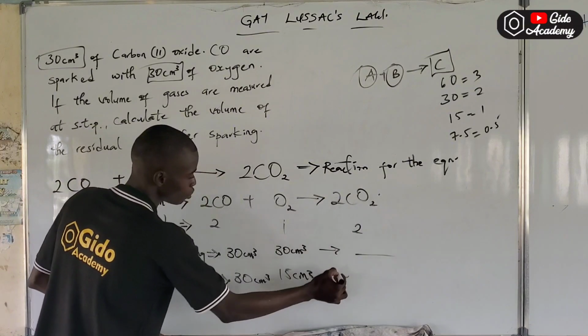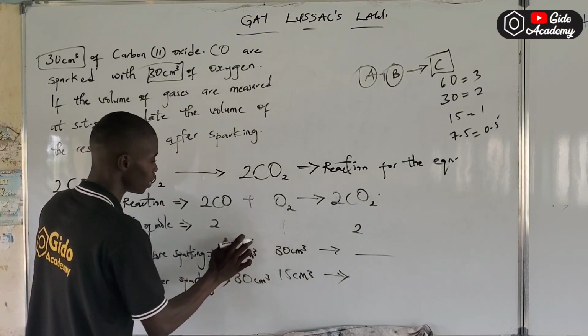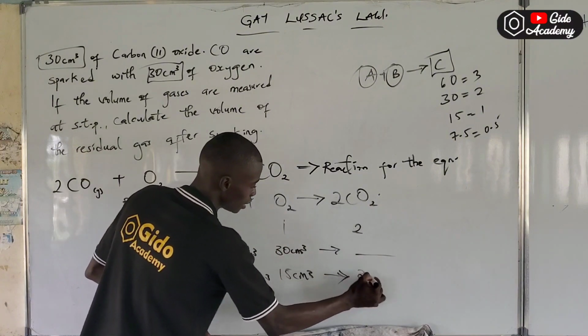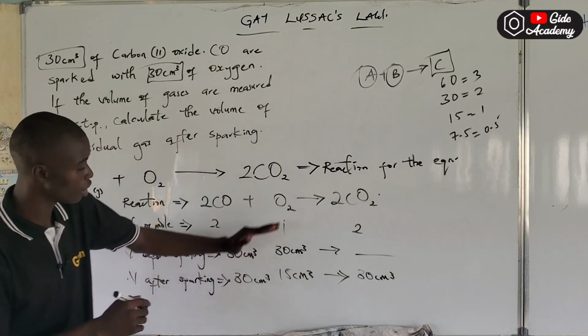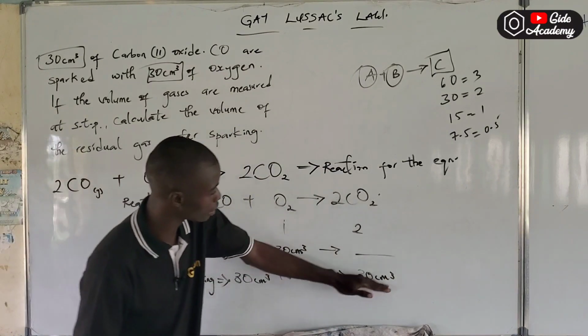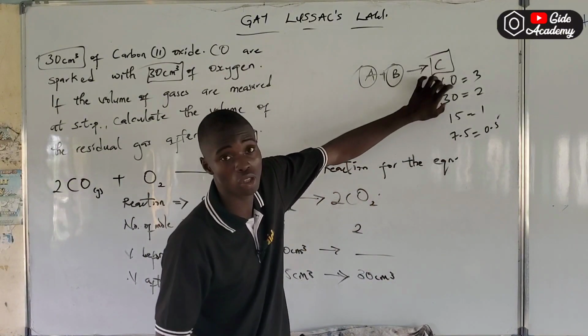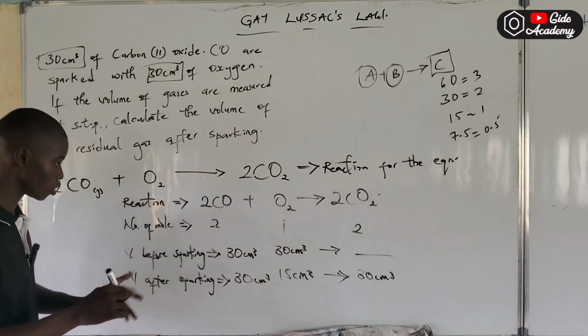Then at the end we have 2 there. So I'm going to place a 30 here as well. Remember, wherever you see 2, you replace it by 30. 1 should be 15. 2 is 30. Assuming you have 3, you now replace it with what? With 60. So now let's continue with this.